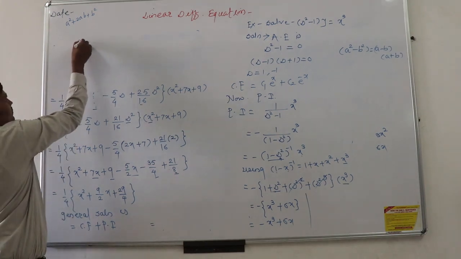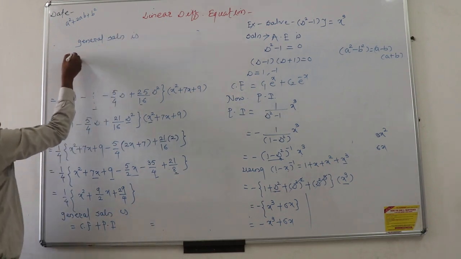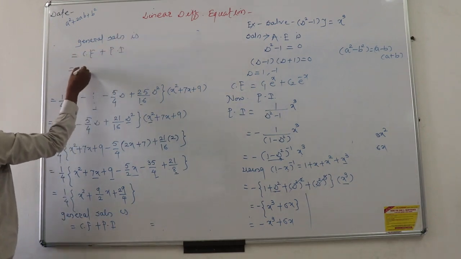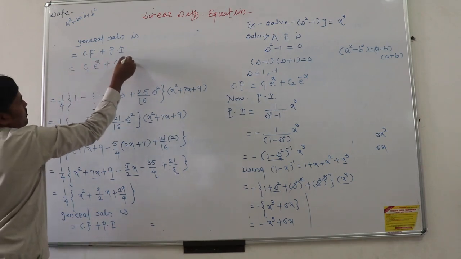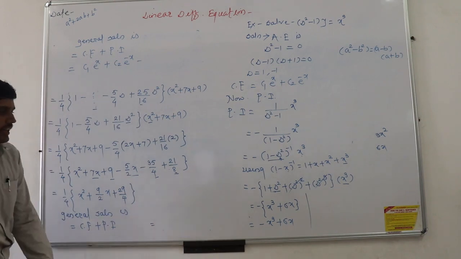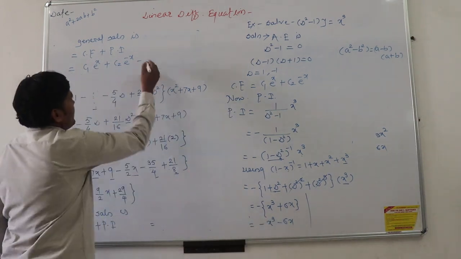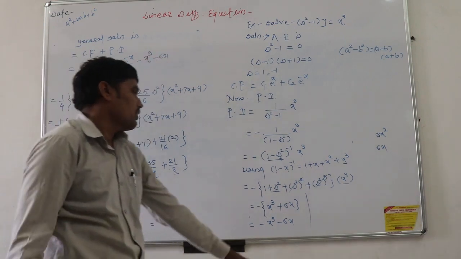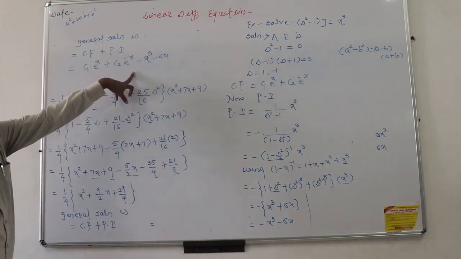The general solution is CF plus PI, and our CF is C1 e raised to x plus C2 e raised to minus x, and the particular integral is minus x cube minus 6x. This is the particular integral, and this is the complementary function plus the particular integral.